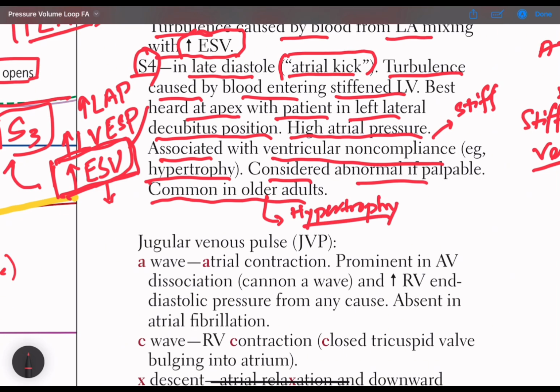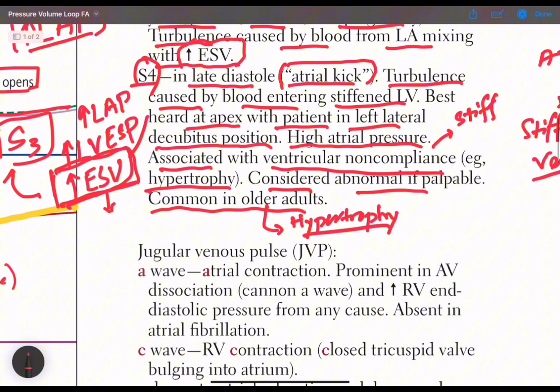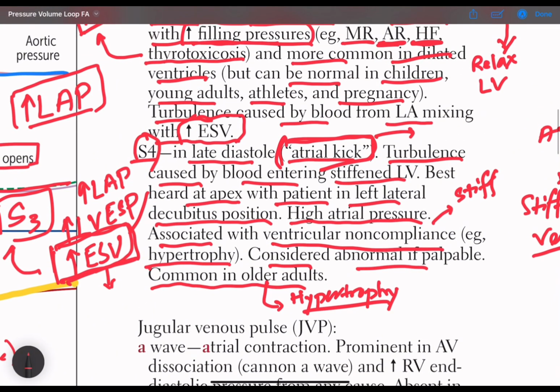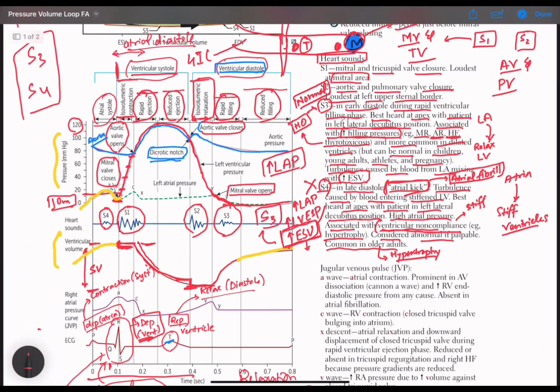It won't be present in conditions in which we don't have atrial kick. So what are the conditions? In atrial fibrillation, we don't have an atrial kick or proper atrial systole. So in atrial fibrillation, we won't have an S4 even if we have ventricular non-compliance or stiffened ventricles. So this was all about heart sounds.